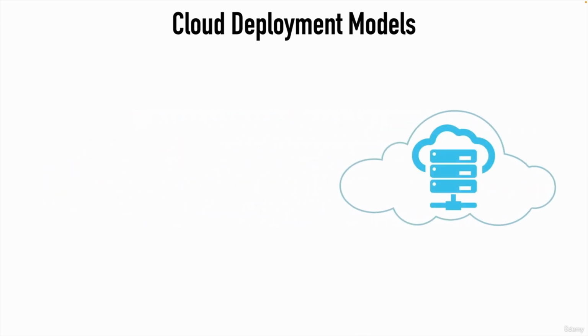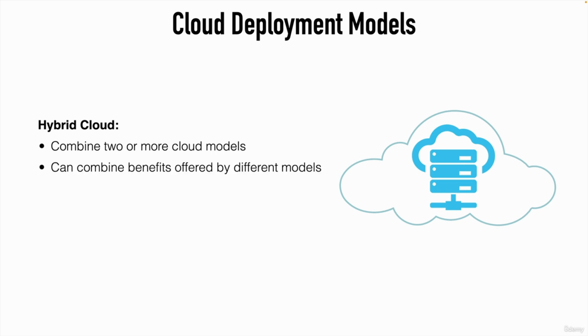And finally, we have hybrid cloud models. Hybrid cloud models combine 2 or more of the cloud models that we've already mentioned: private, community, or public. This can take advantage of the benefits offered by these different models. So for example, sensitive applications or those with high workloads may be deployed in an on-site private cloud, while a separate public cloud deployment may be used for applications that are less business critical.